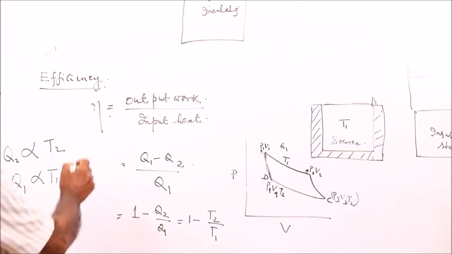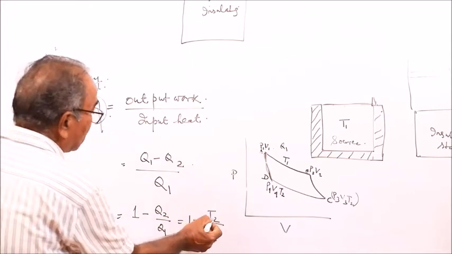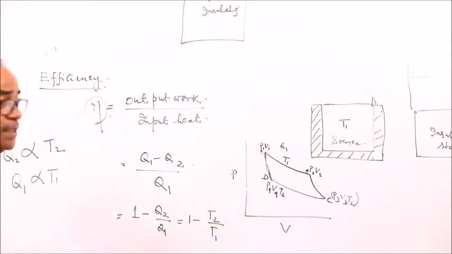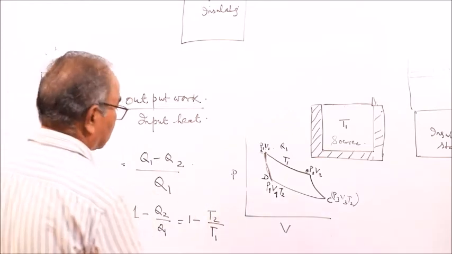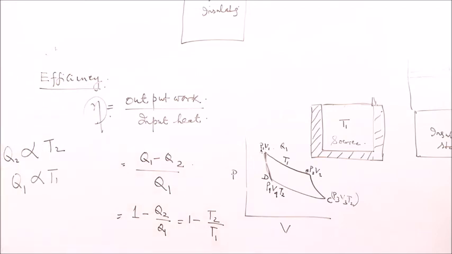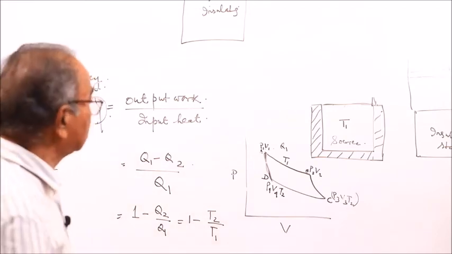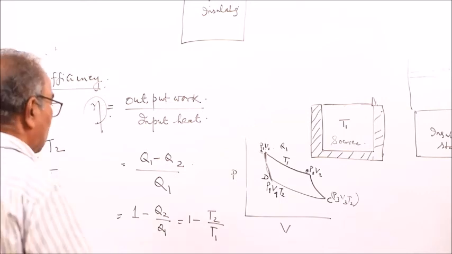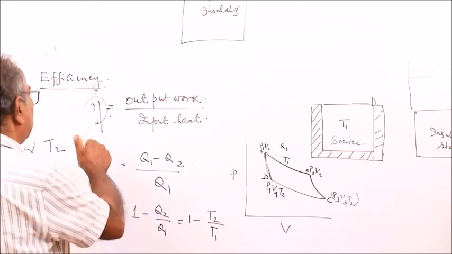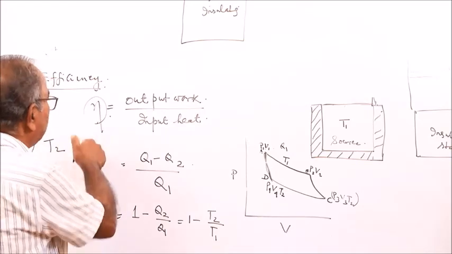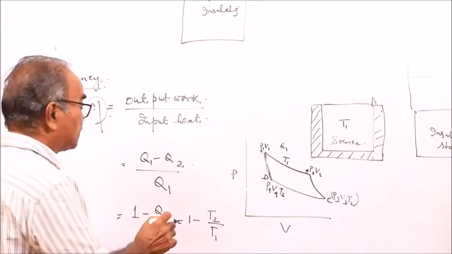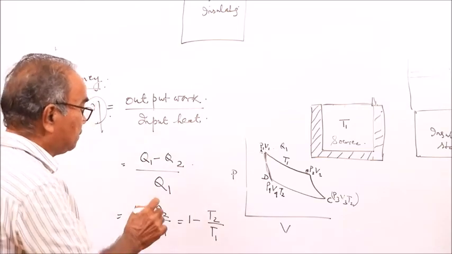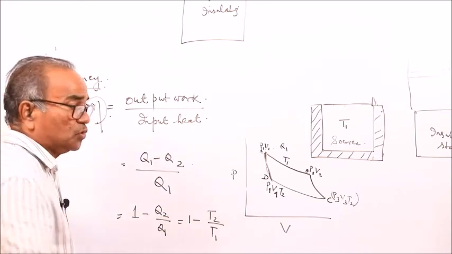So the efficiency of the Carnot engine depends only on the two temperature limits between which the engine works, the source temperature T1 and the sink temperature T2. It does not depend on the working substance. Whatever working substance you take, the efficiency does not depend on it. It only depends on the temperature of the sink and the temperature of the source.